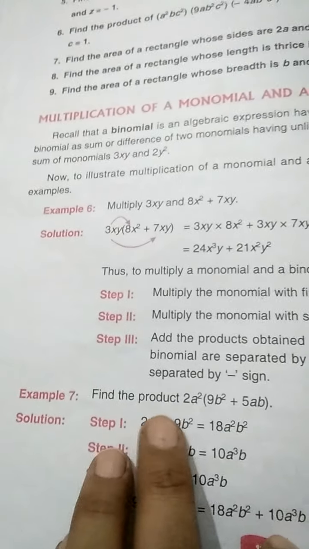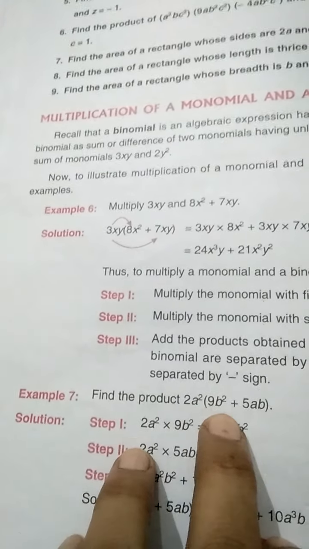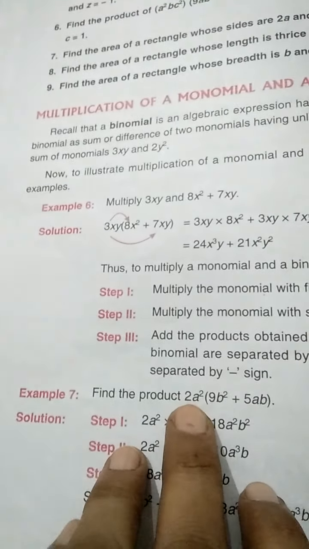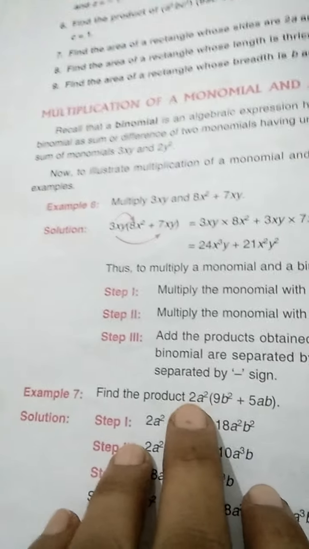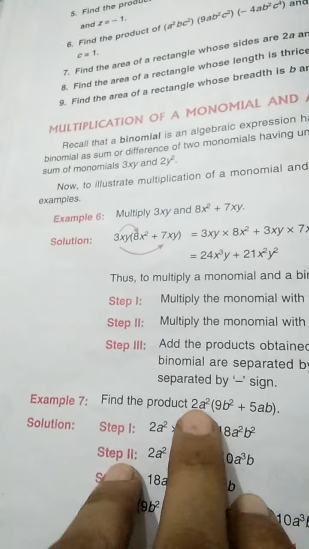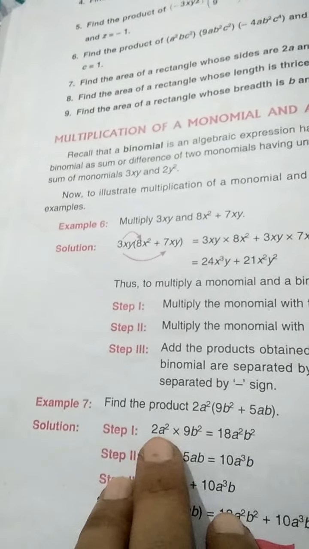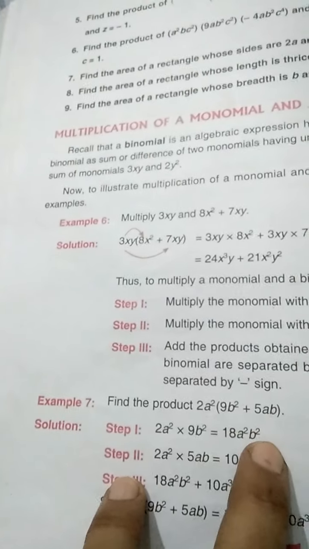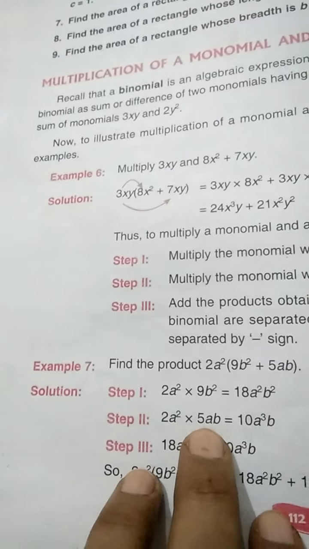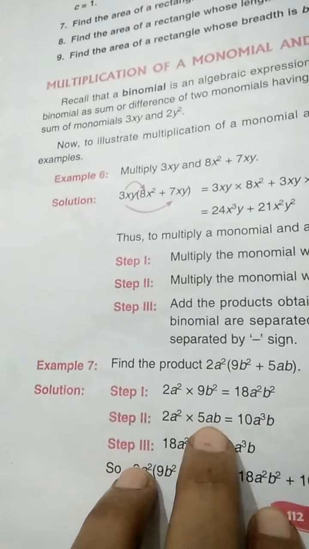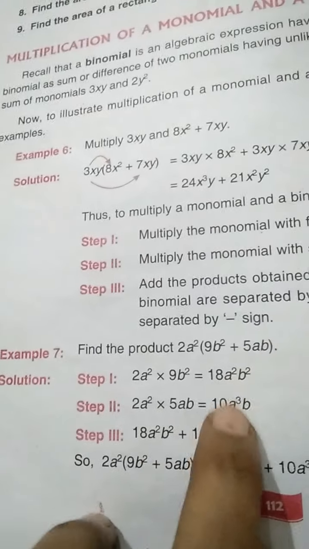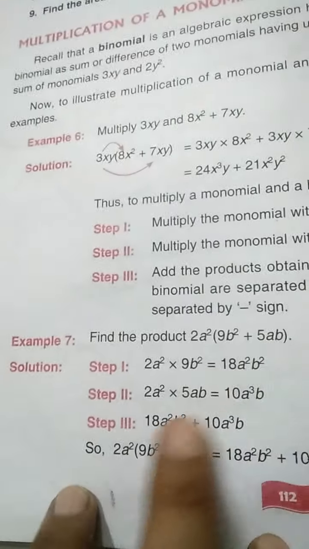Question 7. Find the product 2a square multiplied by 9b square plus 5ab. Same as before, first of all we multiply 2a square by 9b square, then we multiply 2a square by 5ab. So we write 2a square into 9b square: 2 nines are 18 and a square b square. Then 2a square multiplied by 5ab: 2 fives are 10 and a to the power 3 b. Then step 3, add the products of both the steps.